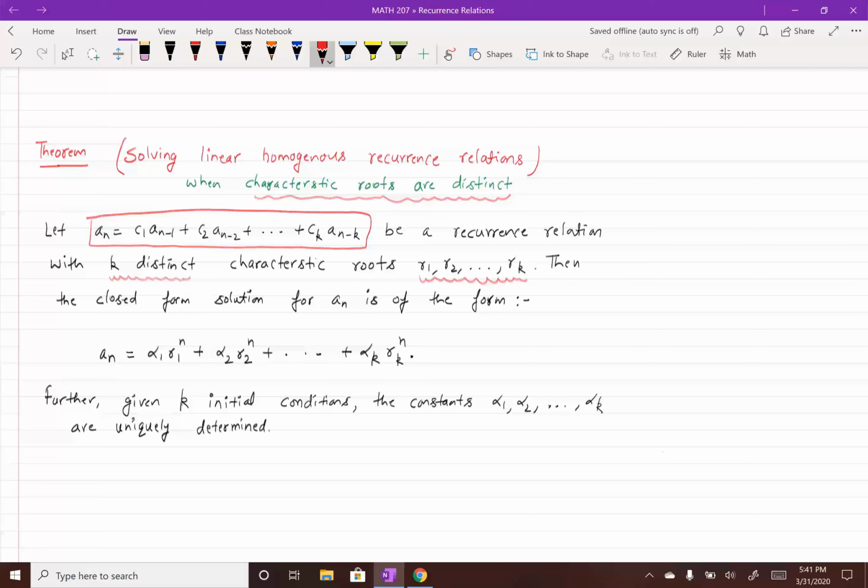And if they are different, or distinct, then the closed form solution for the expression a of n can be given as alpha 1 times r1 to the power n plus alpha 2 times r2 to the power n, and all the way up to alpha k times rk to the power n. Okay, so these constants alpha 1, alpha 2, all the way up to alpha k, can be uniquely determined based on the k initial conditions which your recurrence relation of degree k should have to form a sequence.